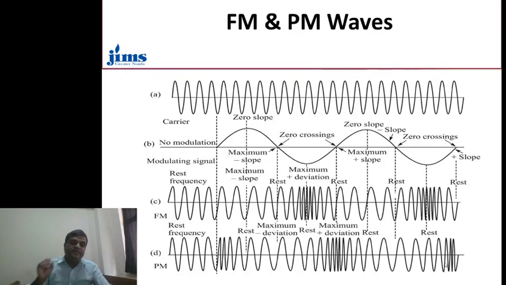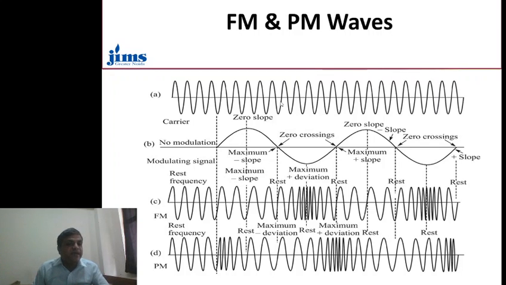It means in the case of the PM, the frequency variation or the variation in the waveform is observed at the zero crossing, because the phase changes at the zero crossing. But in the case of the FM, there is frequency variation, not phase variation, that can be observed where the slope is maximum or minimum, that is, maximum in the positive direction and maximum in the negative direction. In that way we are able to identify FM and PM.